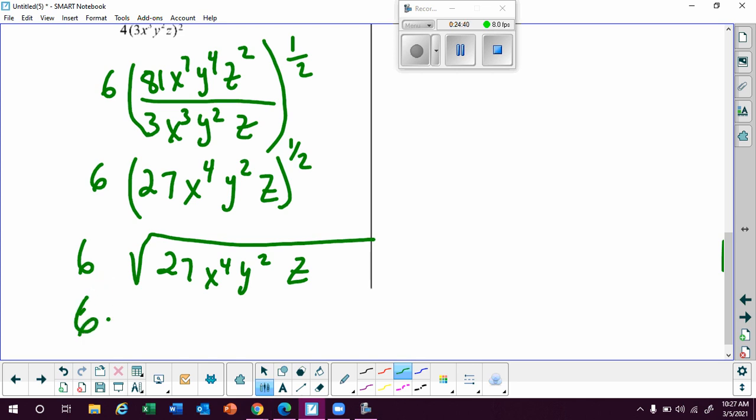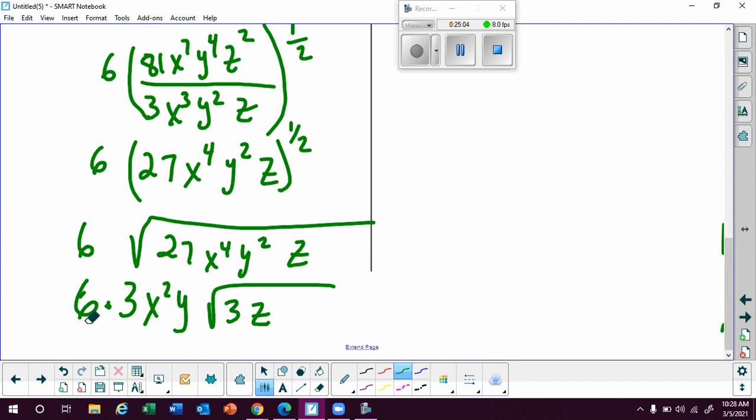So 6 comes out times 3, x squared, 1y, and I have 3 and z inside. How did you get x squared? Because you divide 4 by 2, you have 2. That means 2 pairs of x's inside can come out. And then 1 pair of y can come out, and z doesn't come out. So 6 times 3 is 18. So x squared y, the square root of 3z. That's your answer.